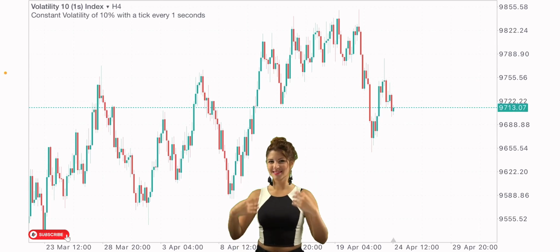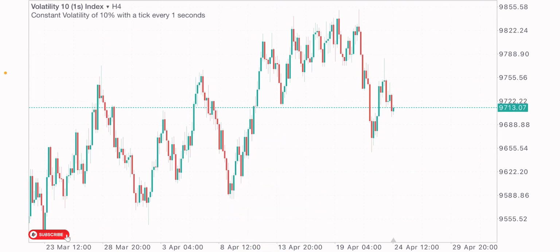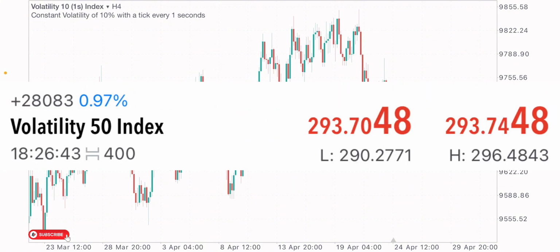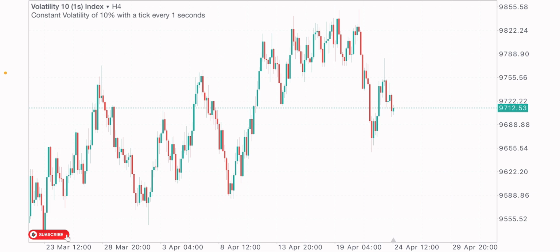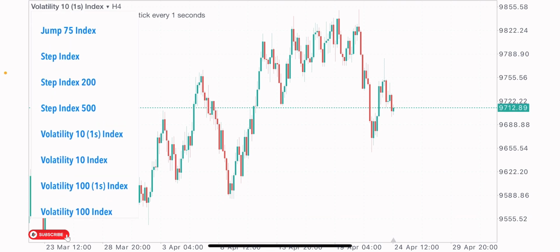So here in today's video, we'll be doing something different. We'll be analyzing four different indexes: one Crash Index, one Volatility Index, one Jump Index, and one Step Index. Deriv has added two new Step Indexes, the Step 200 Index and the Step 500 Index. You guys can see here.